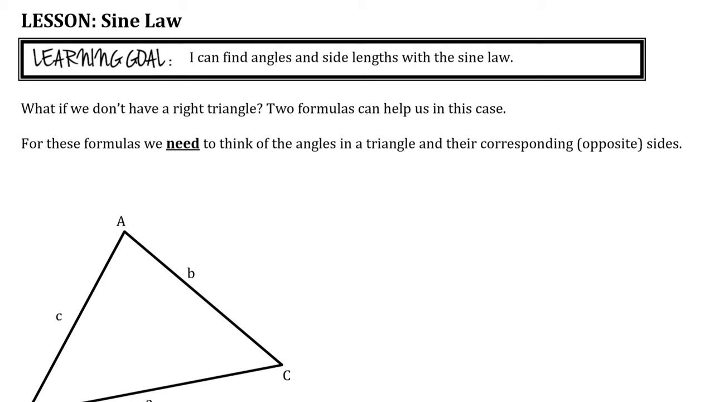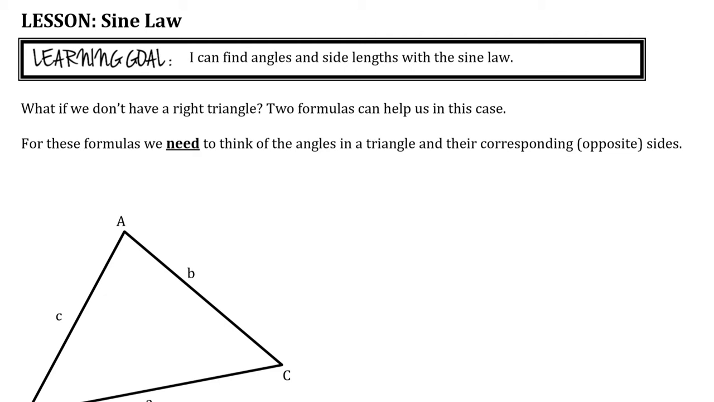We're going to do more applications and more double triangles and that kind of thing, but not for a little bit. Most of you will have seen this, but not all of you. Sine law. And this is when we don't have a right triangle. What do you do when you don't have a right triangle? Well, we have two other formulas. We're going to do one today and one tomorrow, and those are all we need. One of them is sine law, one of them is cosine law.